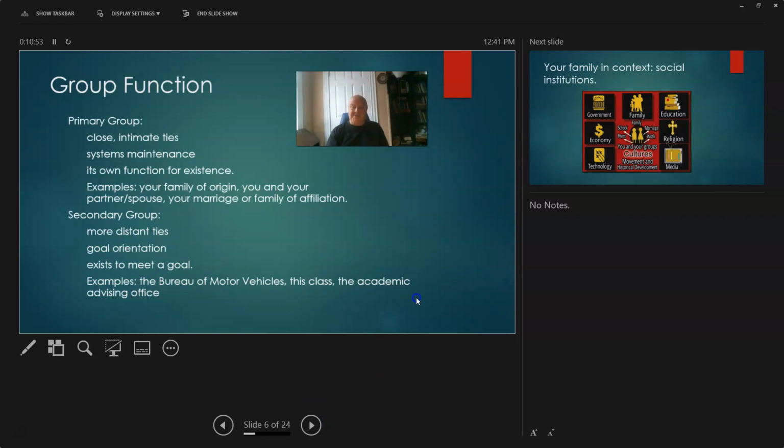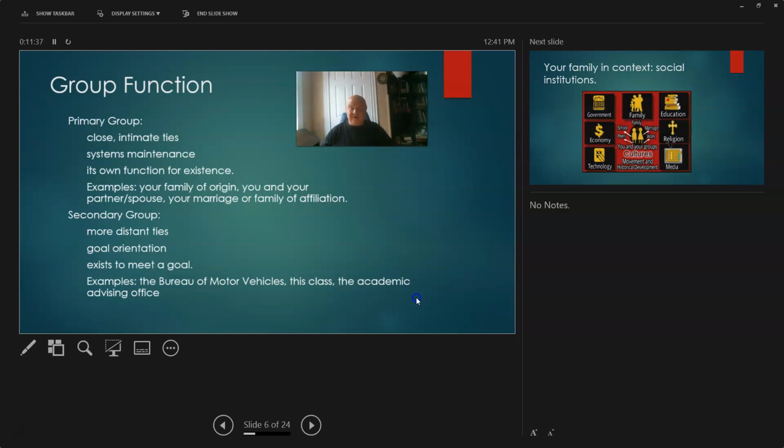So group function: a primary group has close, intimate ties, and it is about system maintenance. We can usually place a family squarely in this primary group status. And it's its own reason for existing. For example, your family of origin, you and your partner, your spouse, your marriage, family of affiliation. We'll talk about families of affiliation, right? Those are people whom you might define as family, even though it's not consanguineal. That's another term for blood or a legal tie, that would be marriage, right?